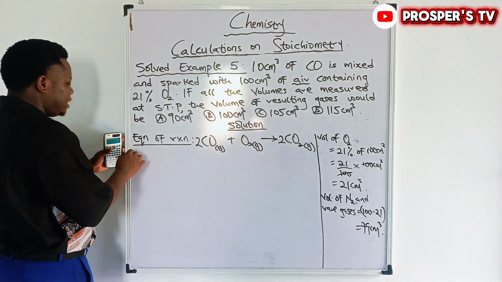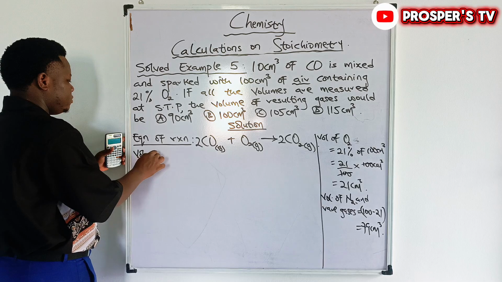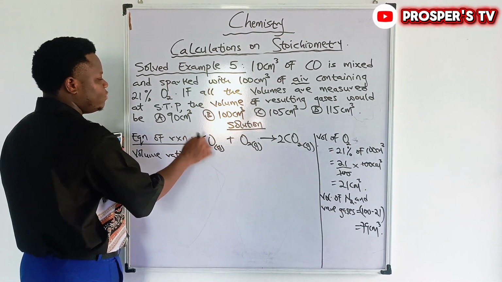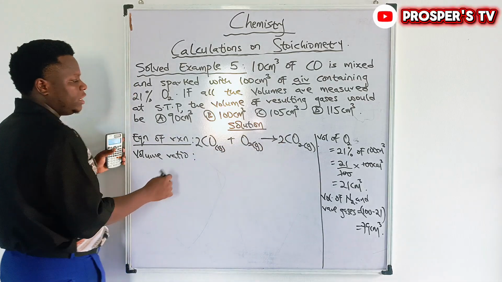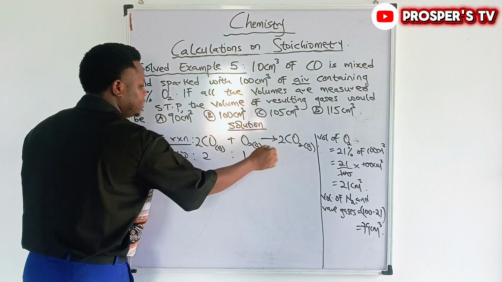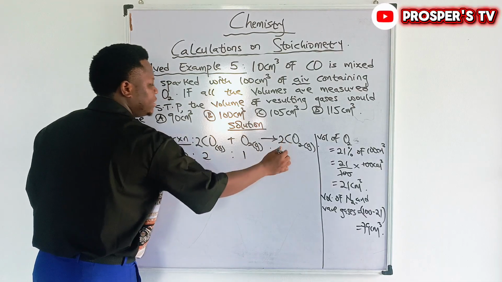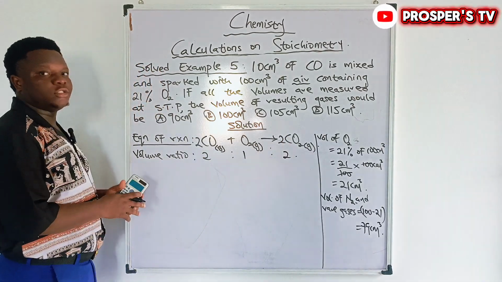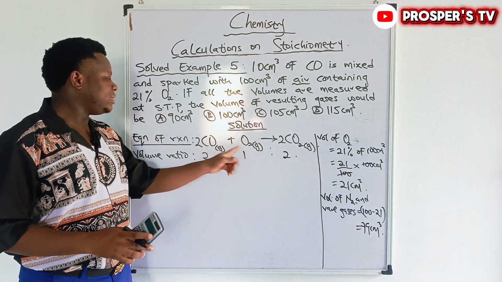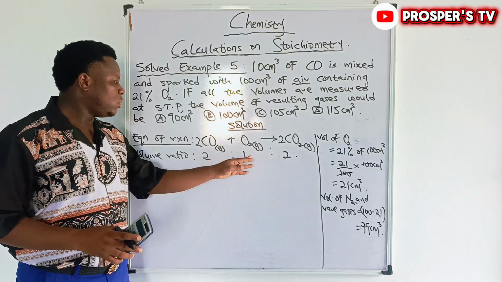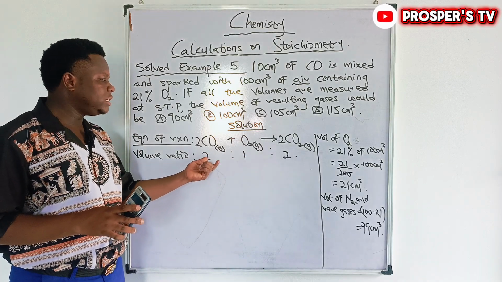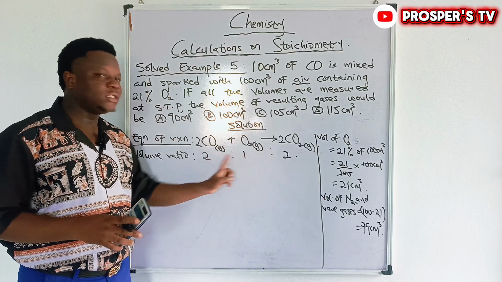So the first thing you're going to write is your volume ratio. Your volume ratio is equivalent to the number of moles of each of these reactants. So the number here is 1, the number here is 2 rather, this is 1, and then this is 2. This is the volume ratio with which they combine. It means the volume of oxygen that always combines with carbon monoxide is always what? Half of the volume of carbon monoxide. So if you have 100 here, here should be 50. That is what this tells us.